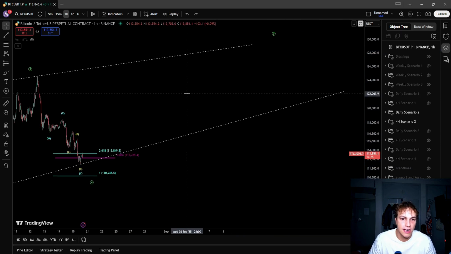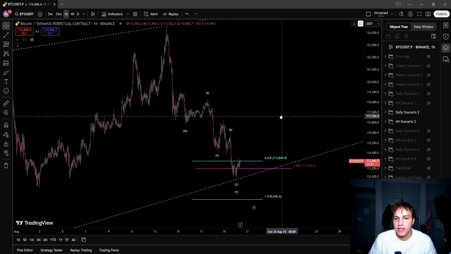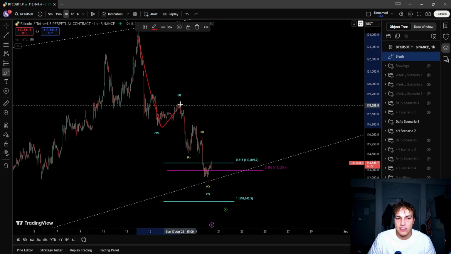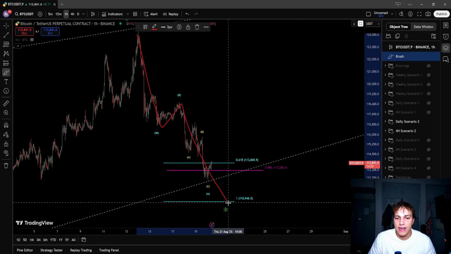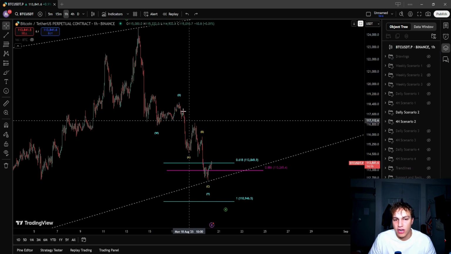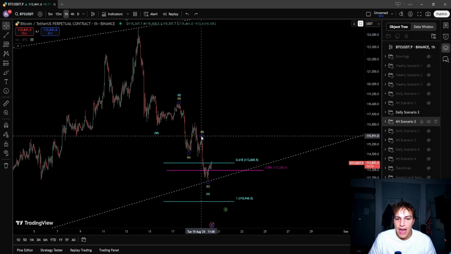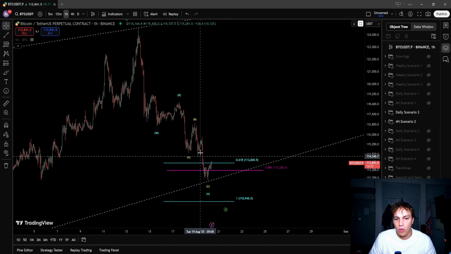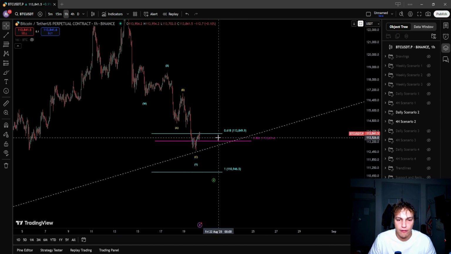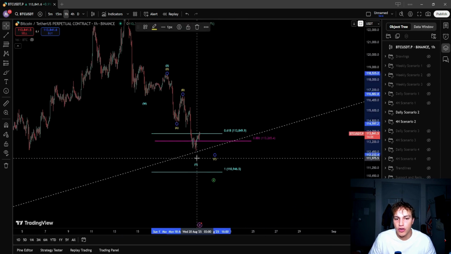We can see here, if we zoom in even more, that we have a possible W down, X up, and a Y that is either finished or finishing. We will yet to see, right? In an A, B, and then a wave C, 1, 2, 3, 4, and then wave 5, right? So this C would not yet be finished.